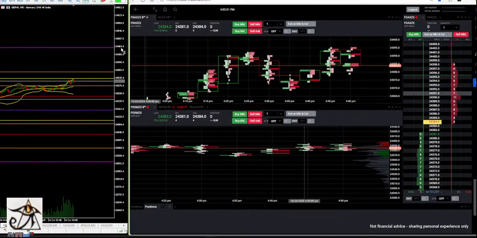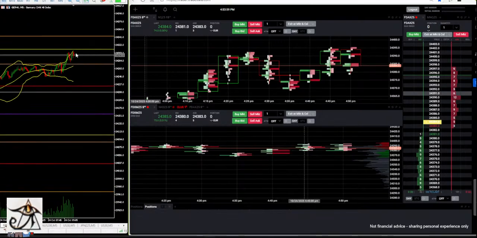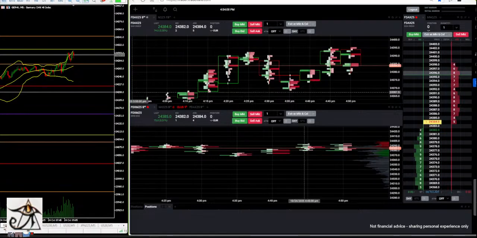Also, we've got the pivots laid out. We're kind of up near the R2 almost, so if we get a little higher, we'll be up near the R2, which would be great, because if we can get a nice rejection off that, we may be looking to get to the extreme gap, which is the previous day's high.